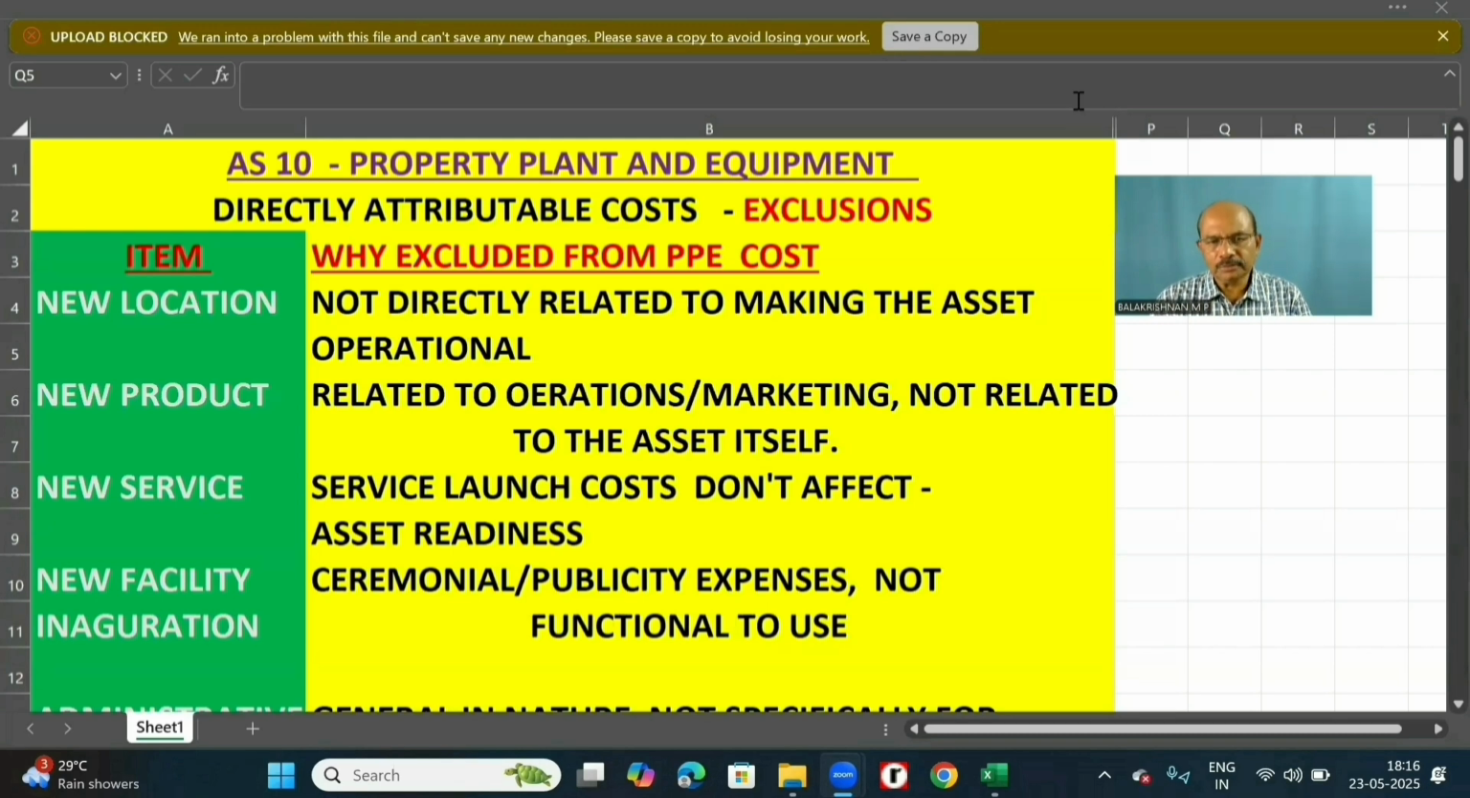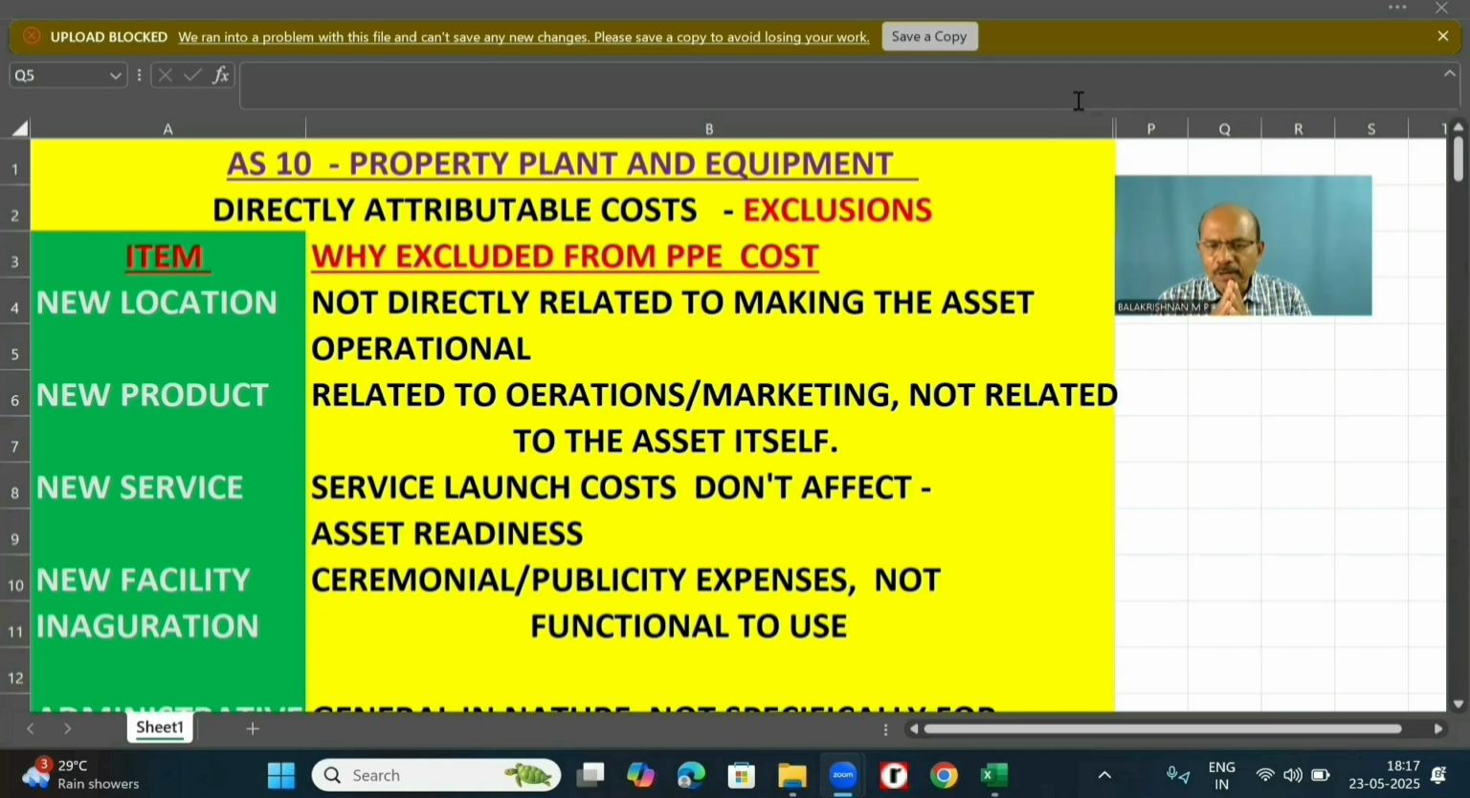New location costs. When a business opens or relocates to a new location, it may incur several costs, such as moving plant or equipment, retraining staff at the new location, setting up operations in the new region, for example permits, logistics, registration, etc. However, as per AS 10, such costs are not considered as part of the cost of PPE. Why? The reason is that these costs are not directly attributable to bringing the specific asset to the location and condition necessary for it to be capable of operating in the manner intended by the management.